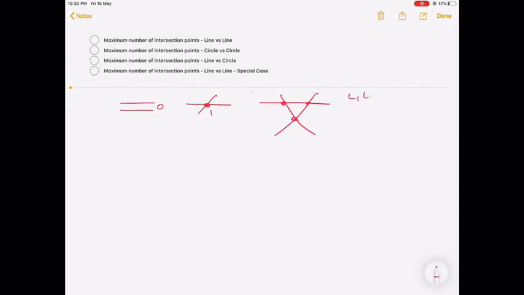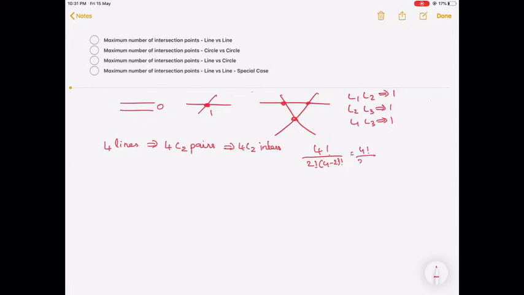If I observe, there will be one meeting point between line 1 and line 2, one between line 2 and line 3, and one between line 1 and line 3. So for every pair of lines that I can construct, there will be one meeting point. If there are four lines, there will be 4C2 pairs of lines, and therefore 4C2 points of intersection. What is 4C2? It is 4 factorial by 2 factorial into (4 minus 2) factorial, which is 4 factorial by 2 factorial into 2 factorial, which is 24 by 2 into 2, which is 6 meeting points.